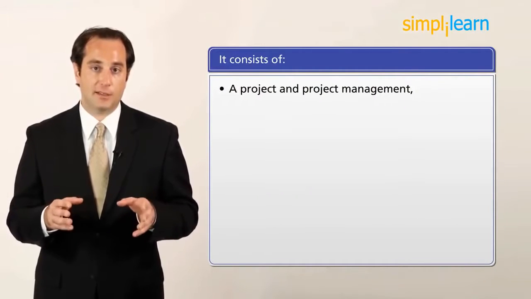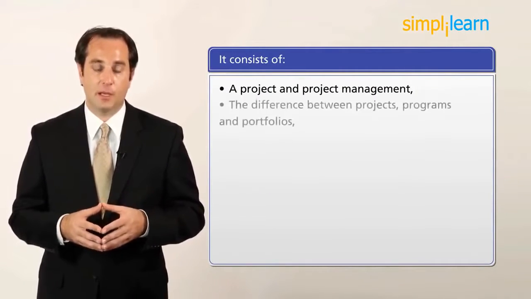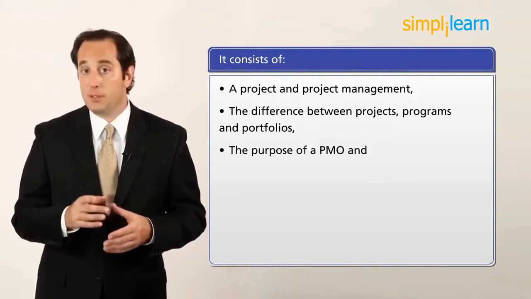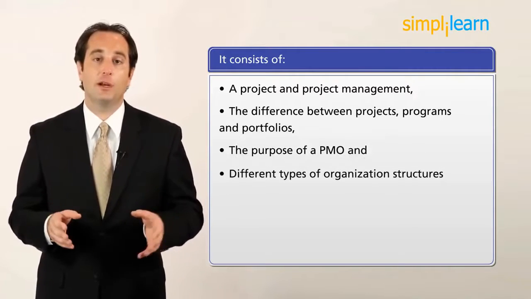The first topic is the project management framework itself. You should spend at least 1 hour reviewing the Simply Learn Lessons 2. You must understand the concept of a project and project management, the difference between projects, programs, and portfolios, the purpose of a PMO, and different types of organization structures. It is also important to understand the differences between project and product life cycles, and to understand the different types of project life cycles.